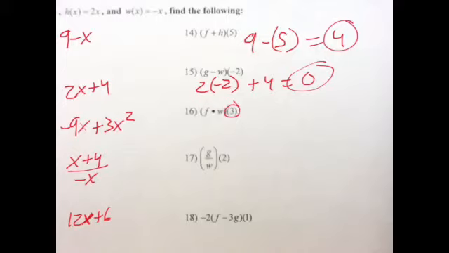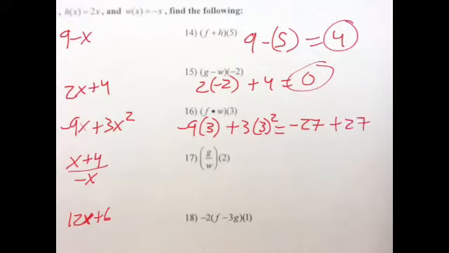And the next part, we need to plug in 3. So negative 9 times 3 plus 3 times 3 squared. Well, negative 9 times 3 is negative 27. 3 squared is 9. Times the 3 is going to give me positive 27. And if you add that up, you're going to get 0.